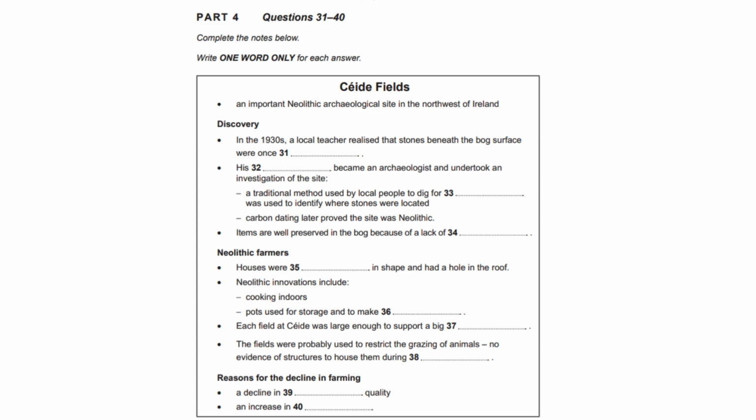It wasn't until 40 years later, when Patrick Caulfield's son, Seamus, who had become an archaeologist by then, began to explore further. He inserted iron probes into the bog to map the formation of the stones, a traditional method which local people had always used for finding fuel buried in the bog for thousands of years. Carbon dating later proved that the site was over 5,000 years old and was the largest Neolithic site in Ireland.